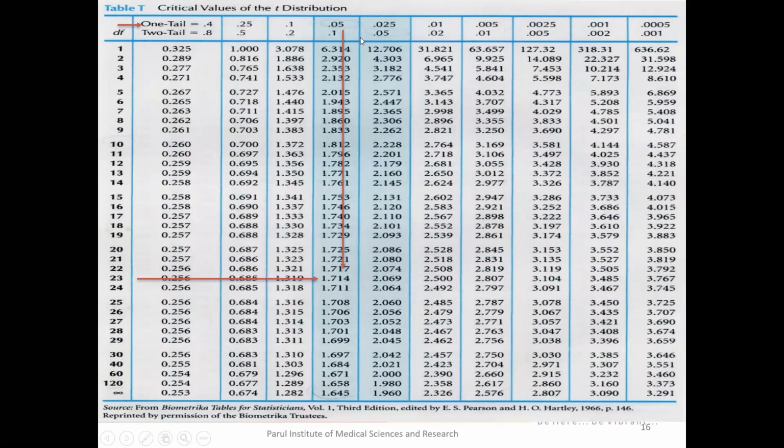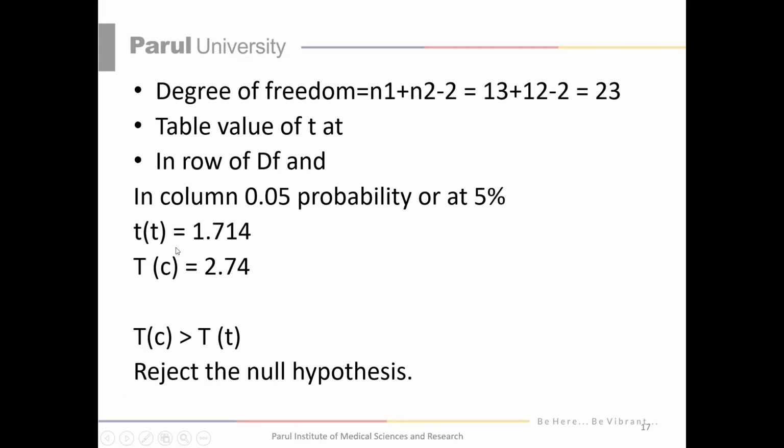So the level of significance is 5%, so 0.05, and degree of freedom is 23. So our critical value, our table value, is 1.714. So T tabulated is 1.714 and T calculated is 2.74. So T calculated is greater than T tabulated. So we reject our null hypothesis.